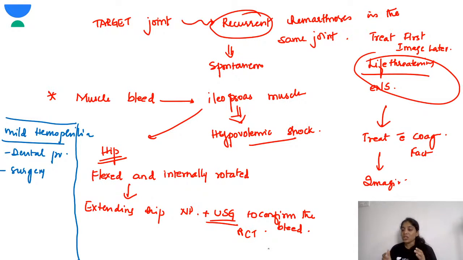Especially in children who have a bleed in the iliopsoas muscle, the leg and hip are always flexed and internally rotated. When you try to extend the hip, it's not possible and there is severe pain. That is one way you can suspect that this child might be having a bleed in the psoas region. To confirm the iliopsoas bleed, you need either a USG or a CT.